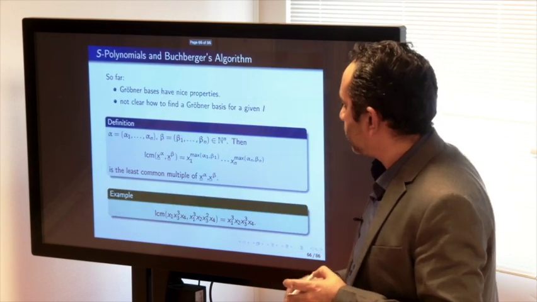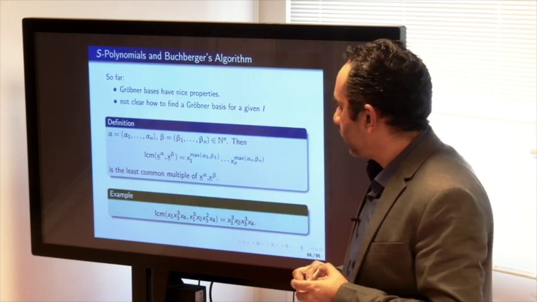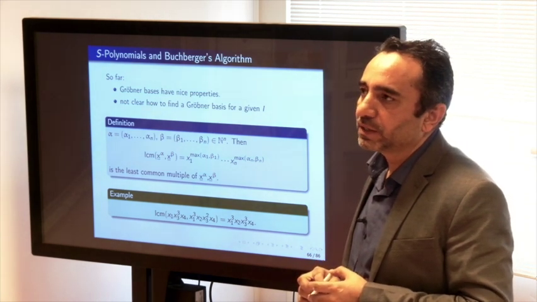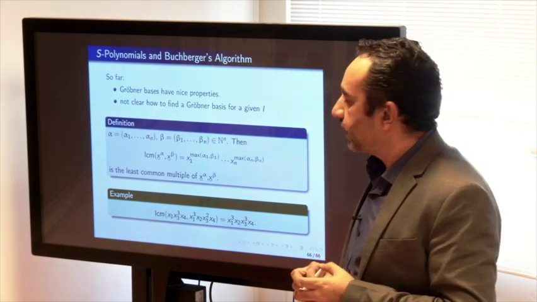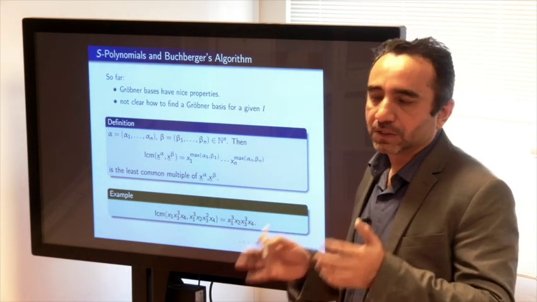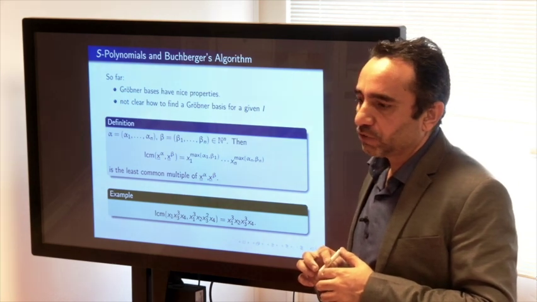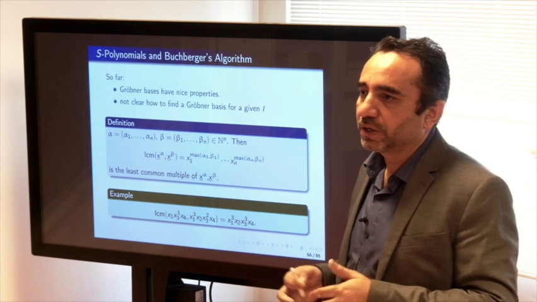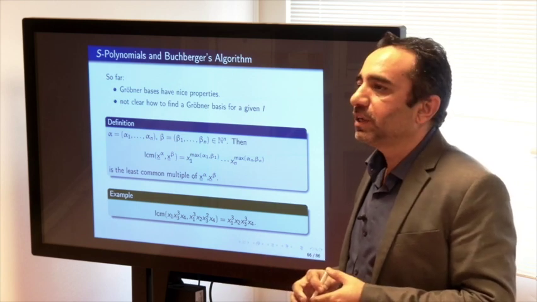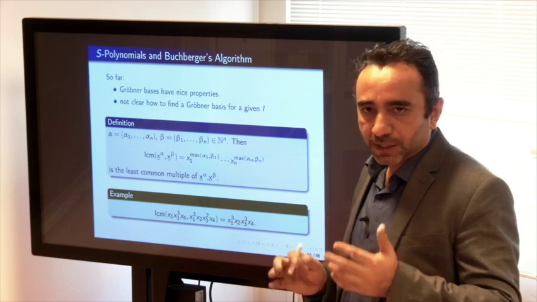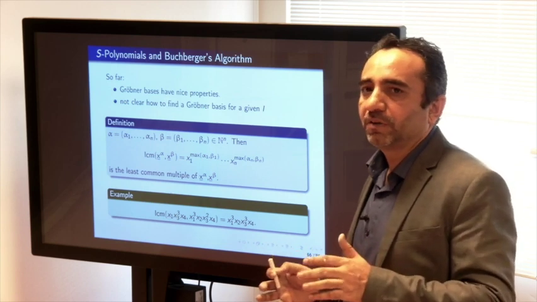So let's go to the definition of S polynomial. But before going to its definition, let's define the least common multiple of two monomials. In the case of polynomials, it is not easy to compute the LCM or greatest common divisor, but in the case of monomials, it is very easy to compute the LCM as well as the greatest common divisor, GCD.